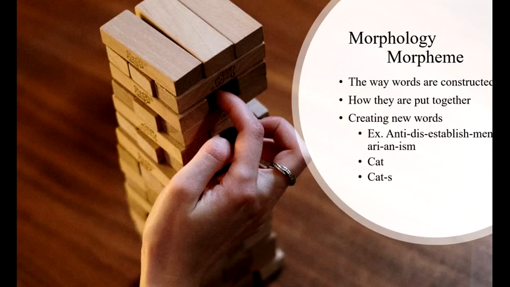And with these building blocks of language, we can create words. However, as you can see, not every morpheme can stand on its own. If I just tell you airy, you don't know what that means. It doesn't mean anything. But if I say cat, you have an idea of a cat in your mind. You know what a cat is.